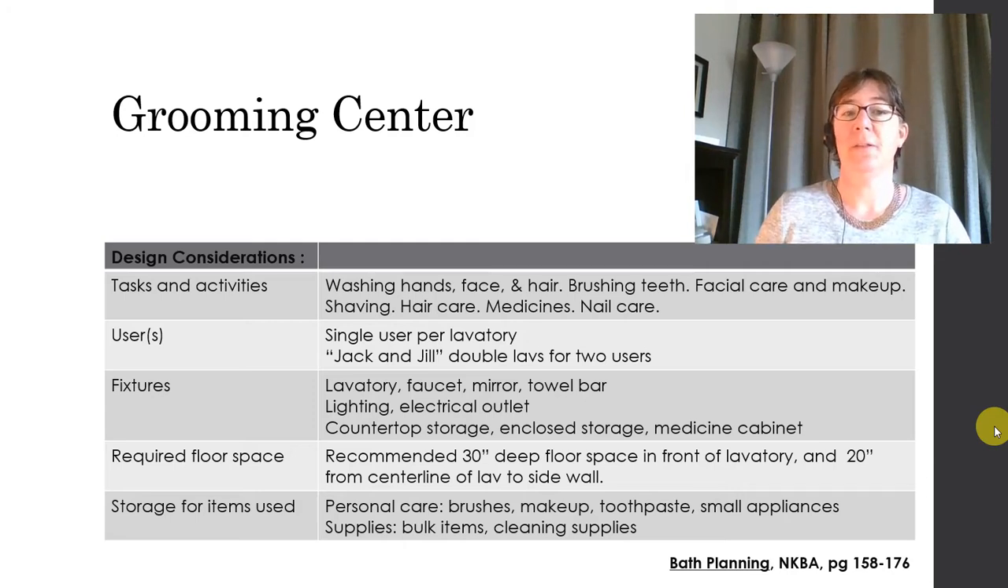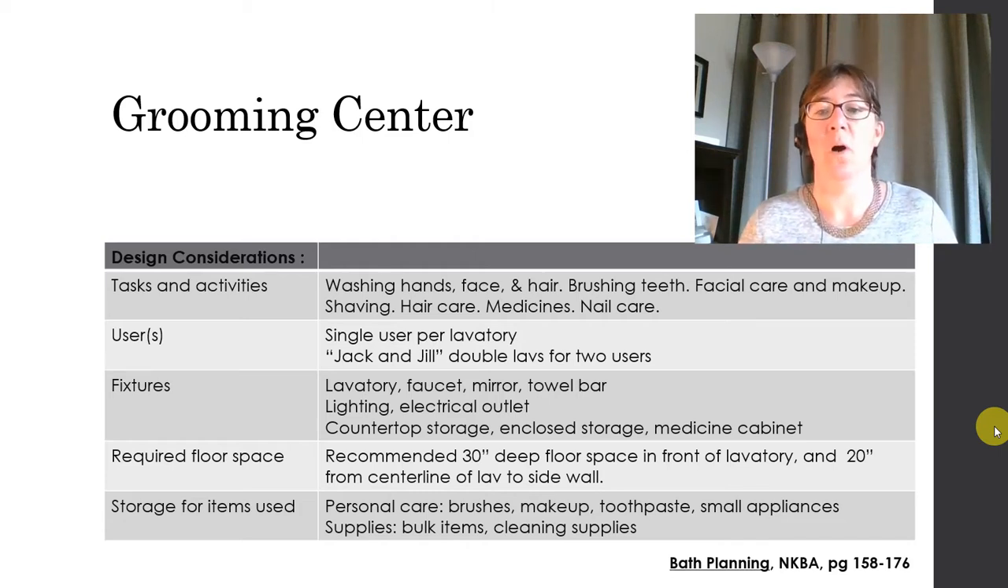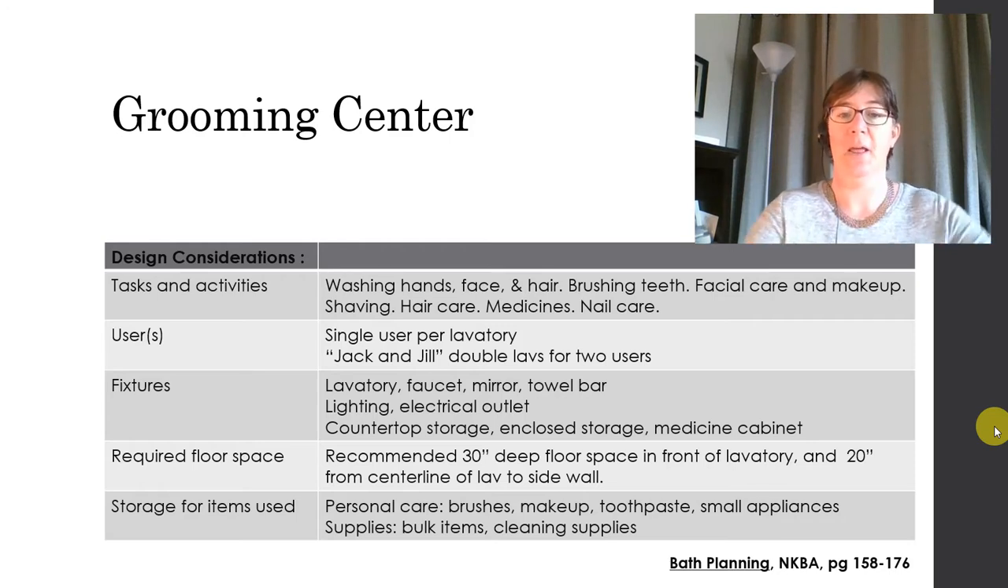And the fixtures in this grooming center are the lavatory, the faucet, the mirror, the towel bar. You want to make sure to include lighting and an electrical outlet, and you'll include countertop storage, enclosed storage, and possibly a medicine cabinet. The required floor space for a grooming center includes a 30-inch deep floor space in front of the lav, and also remember to pull your lav away from the wall at least 20 inches from the center line to the side wall. Okay, so remember your NKBA guidelines.